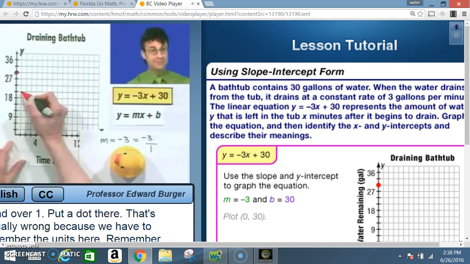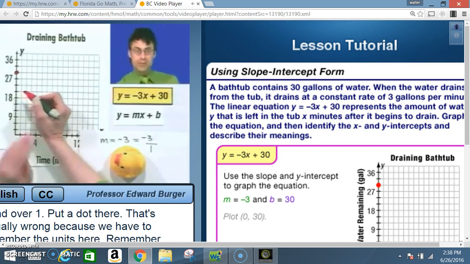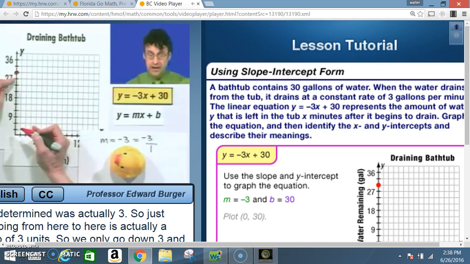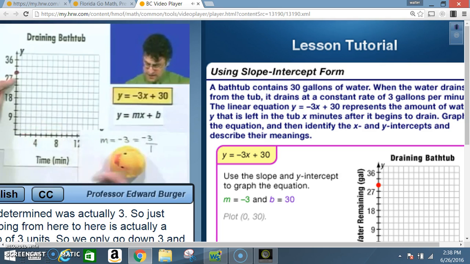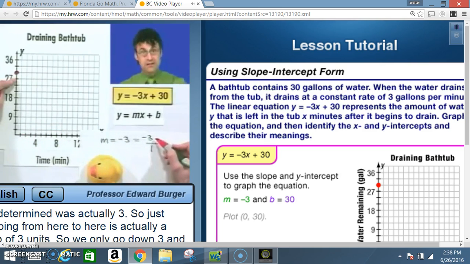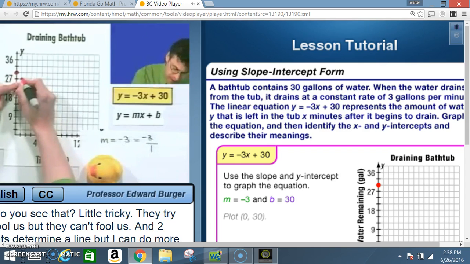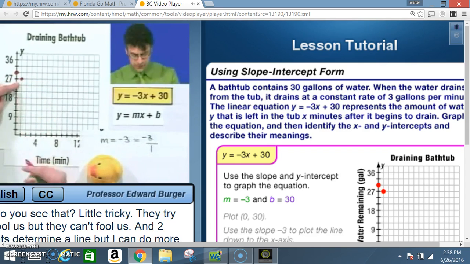Put a dot there. That's actually wrong because we have to remember the units here. Remember, each of these little markings we determined was actually 3. So just jumping from here to here is actually a drop of 3 units. So we only go down 3, and then notice the units here. Let's check really fast. 1, 2, 3, 4. Each mark here is representing just 1. So I drop down 1 and over 1, and that's really dropping 3 and over 1. Do you see that? A little tricky. They try to fool us, but they can't fool us.